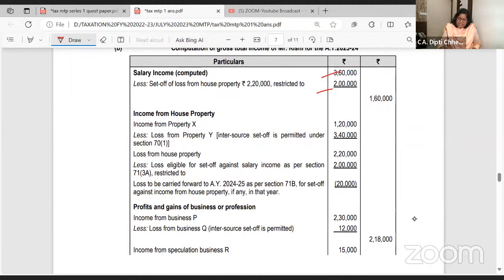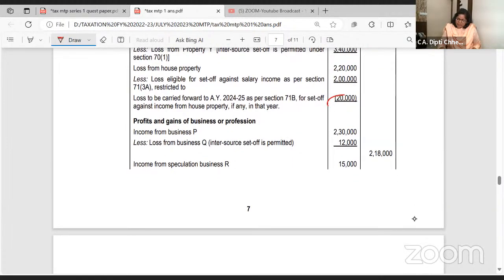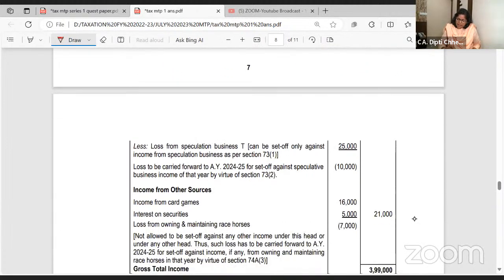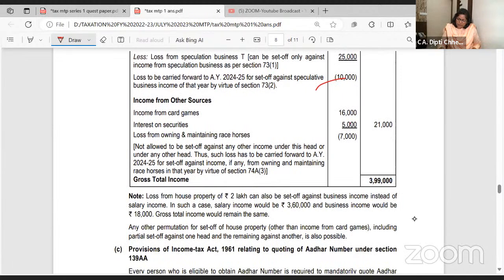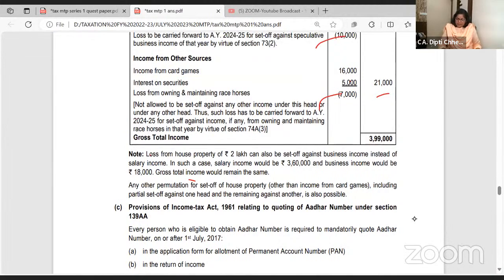Ye dekho. Salary, can we set off house property loss here? Yes. 20,000 carry forward. Business loss 218 bahar, ye carry forward. Or ye bhi carry forward. And last me again, all the three losses you can write. They have not written, but you can write.